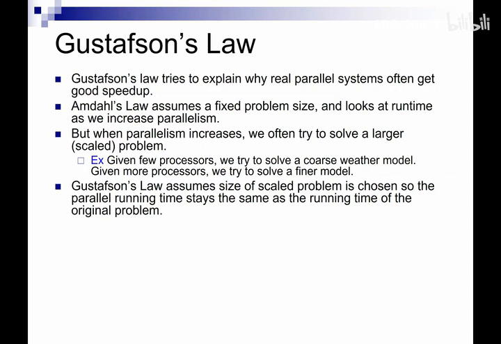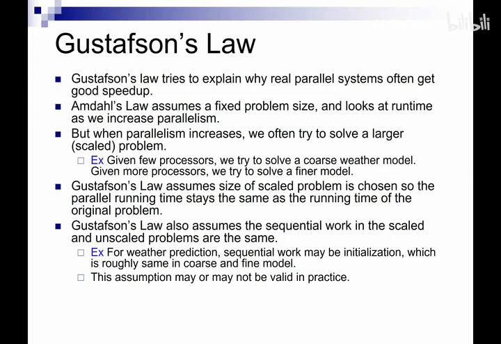Let me explain this in a clearer way. Actually, let me try to motivate this a bit before I get to the equations. I'll show you some equations to capture this precisely, but let me motivate it a bit more. Gustafson's law basically assumes that as you increase the number of processors, the total amount of sequential work in the big problem with more processors, versus the unscaled problem with just a single processor, is the same.